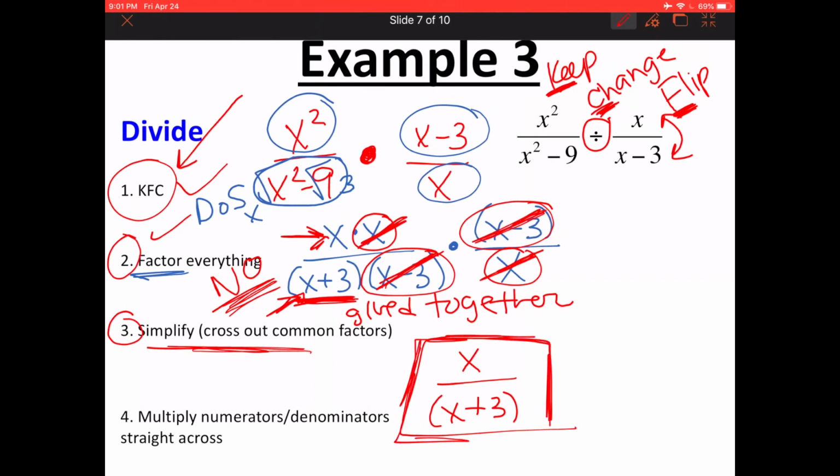Please, please, please, those x's cannot be crossed out. That is one of the most common mistakes. The x plus 3 is glued together. And we're all done. So again, I hope you guys are seeing that even though the questions might look confusing at first, this is doable. You guys know how to do all of this. You know how to factor, you know how to cross out. I have faith that you can do this.